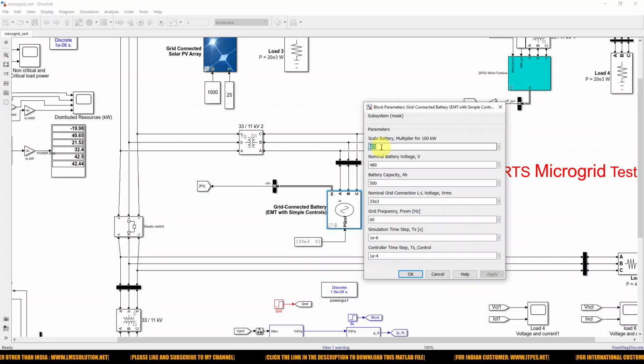So here I fixed the power rating at around 50 kilowatts, the battery nominal voltage is 480, the battery capacity is 500 Ah, and the grid side line to line voltage is 33 kilovolt. Here we need to change the grid frequency to 50 hertz, and then the simulation time step is 1e-6 and the controller time step is 1e-4.